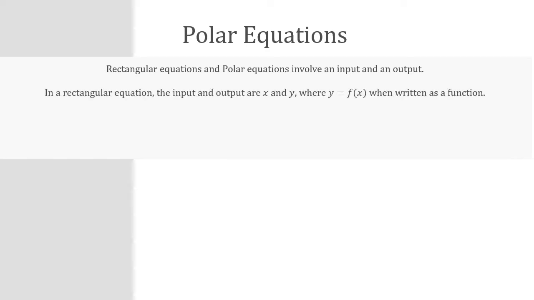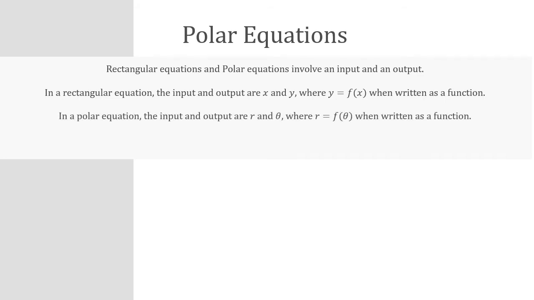In a rectangular equation, the input and the output are typically x and y, where when written as a function, we might say y equals f of x. For a polar equation, the input and the output are r and theta, where when written as a function, we would say r equals f of theta. Now, why use polar equations? Polar equations involve very simple equations, as you'll see here in a minute, that produce some really amazing results. And those results oftentimes look like everyday things around you.